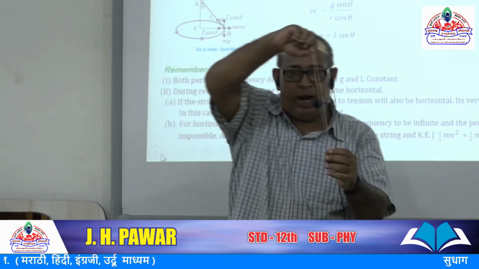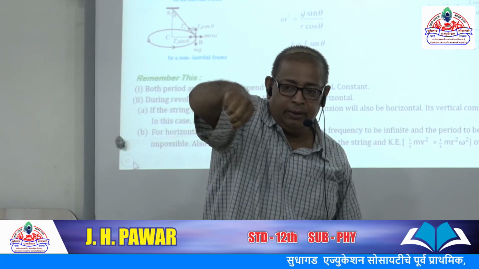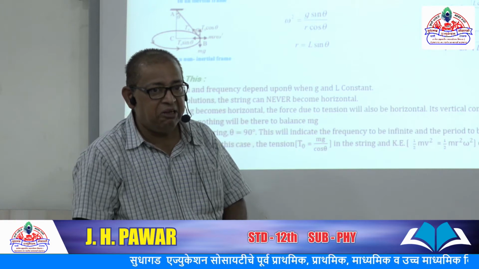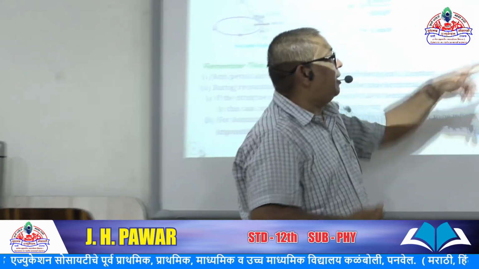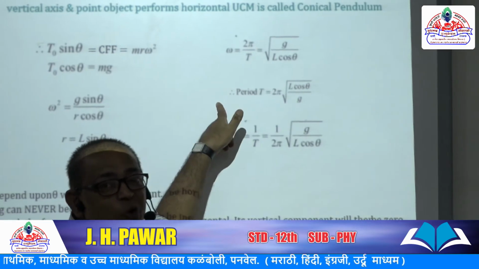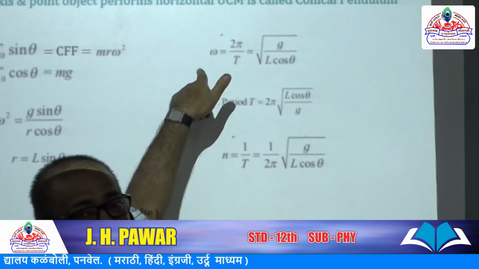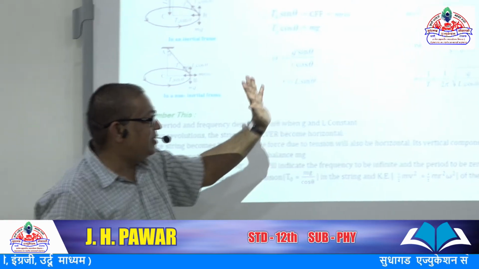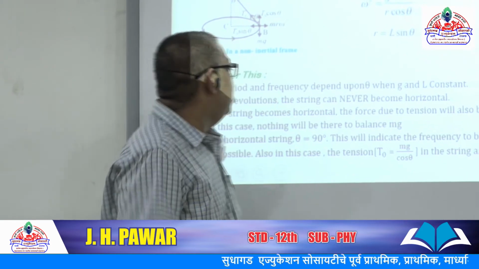Look here, what happens? You see that as theta goes on increasing, it moves faster. It moves faster means theta increases, cos theta decreases, and the period also decreases. And we say frequency increases because frequency is the reciprocal of the period. So the factors depend upon L, theta, and g.